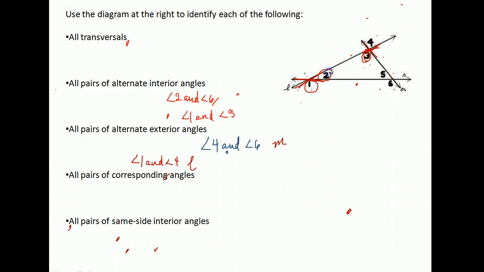For angle 2, we would need an angle to be right here, and it's not labeled. For angle 4, its corresponding angle is here. It's also not labeled. So right now the only corresponding angles for this intersection that are actually labeled are angle 1 and angle 3.